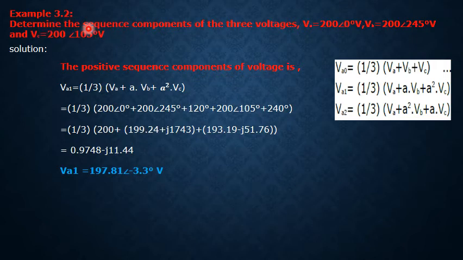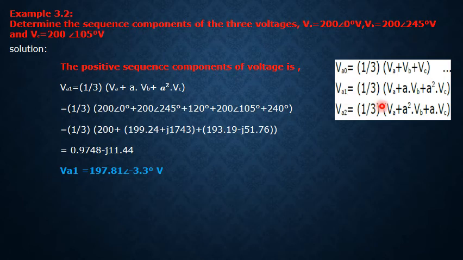So from this problem statement, we have to determine the sequence components of the three voltages. These are the three voltages given: VA, VB, and VC. Those are nothing but our phasor voltages. For these phasor voltages, we are supposed to find the sequence components. Sequence components means we have three sets: the positive sequence component, the negative sequence component, and the zero sequence component. So we need to find the positive sequence component voltage, and respectively the remaining sequence component voltages.